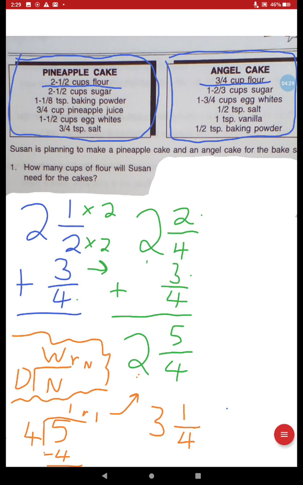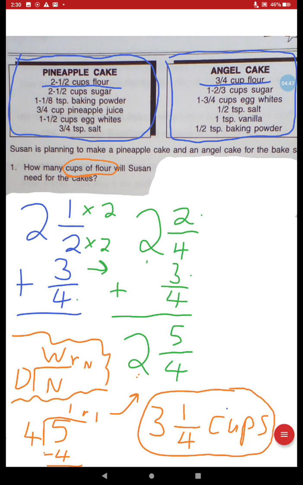Well, what am I talking about? It's right here, my question. Cups of flour. So how many cups of flour will Susan need? She'll need 3 1/4 cups. So she can look in her cupboard and see, do I have 3 1/4 cups? Or do I need to go to the store because I don't have enough? All right, guys, put that into practice today on 2 can fraction number 21.